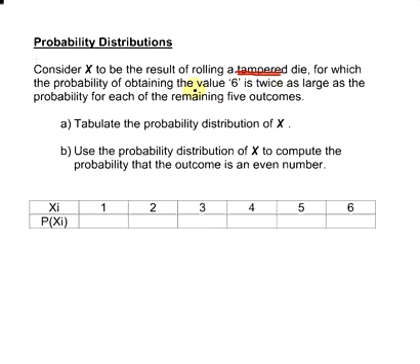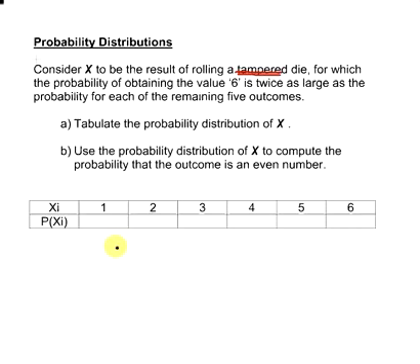for which the probability of obtaining the value 6 is twice as likely as the probability of each of the remaining 5 outcomes. So tabulate the probability distribution of X and use the probability distribution of X to compute the probability that the outcome of a throw of the dice is an even number.